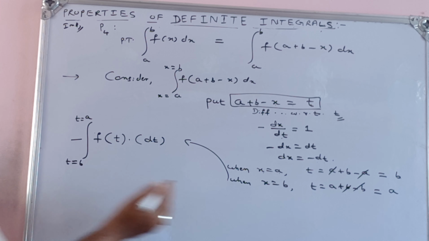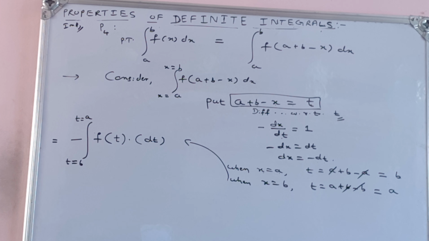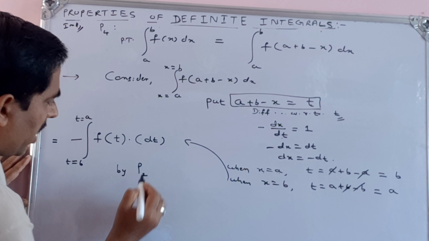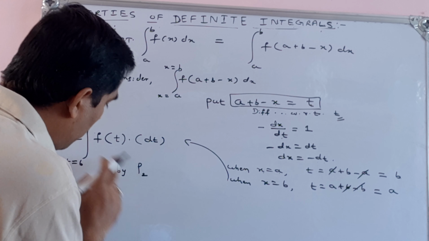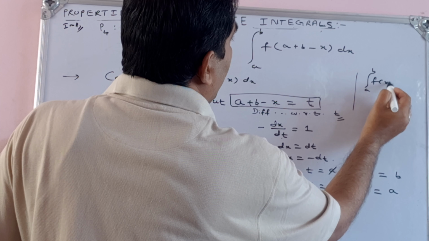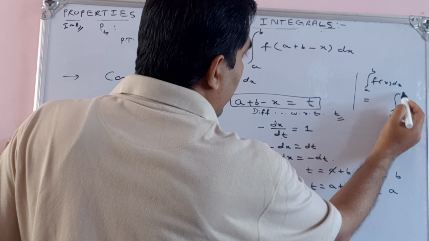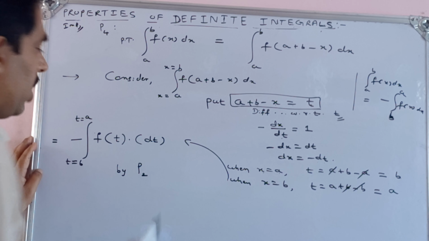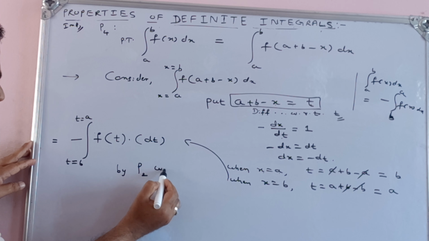This is the fourth property. What are our previous three properties? Let me look at the second property, which I will write as P2 because I am going to use it here. The second property says that if we have the integral from a to b of f of x dx, and we interchange the limits of integration, then the sign becomes negative.